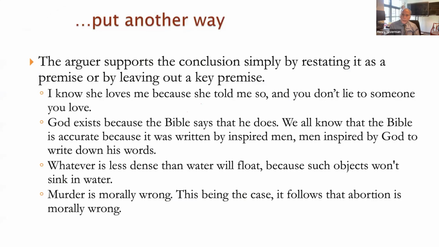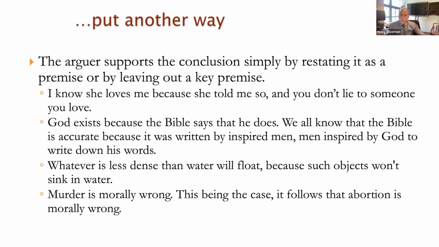Put another way, the arguer supports the conclusion simply by restating it as a premise or by leaving out a key premise. I know she loves me because she told me so, and you don't lie to someone you love. So, she loves me, and the premise is that she doesn't lie to me because she loves me. It's circular reasoning. You circle back to the premise.